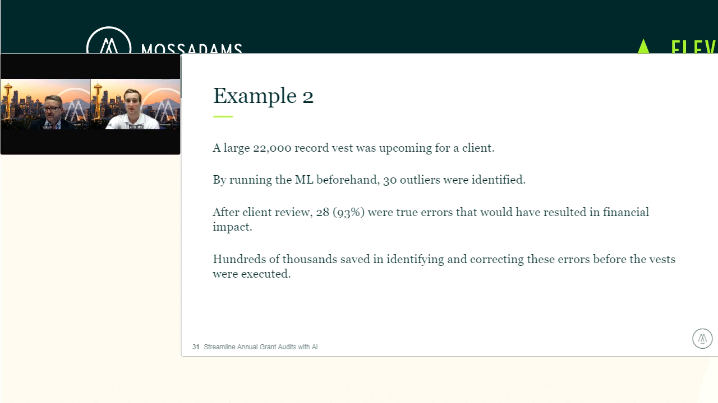So essentially, we were able to mitigate 28 of those errors, and I didn't hear of any problems that came through from that vest after the fact. So I think we managed to help resolve all of the errors for that specific vest. But that comes out to a 93% accuracy, which floored me, because as a data scientist, you never expect accuracy numbers that high. So it was great to see that it was working really well. Obviously we were saving them hundreds of thousands of dollars by correcting these errors before the vests were executed.